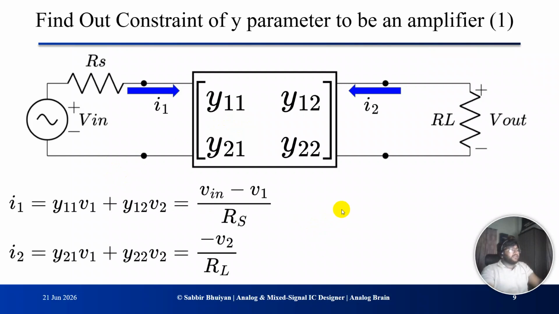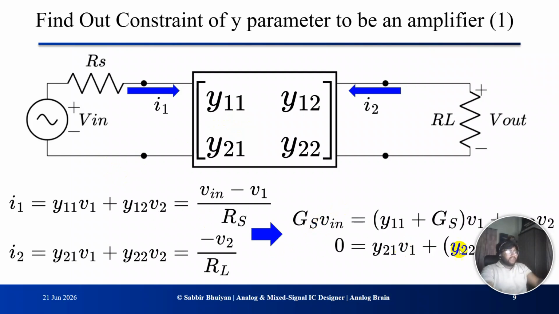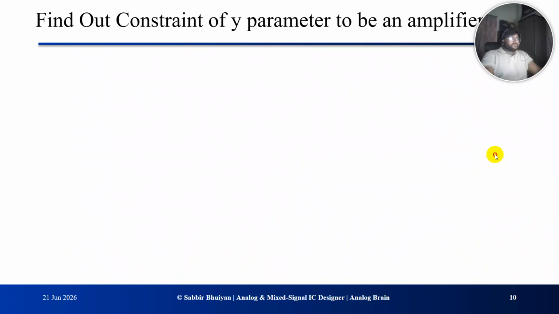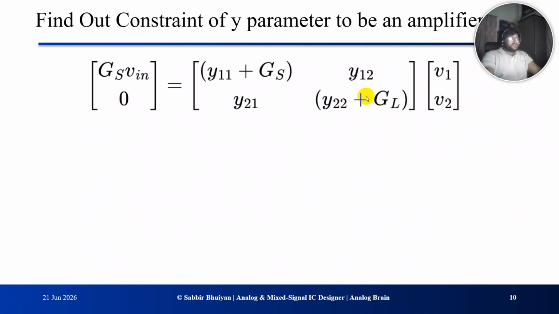So eventually you will get those two equations, right? And from this you will get GS V in, Y11 plus GS, V1. Some mathematical manipulation, just common this out. 1 by RS is actually GS, and 1 by RL is equal to GL. So take this thing to the left and common out V2, then Y22 plus GL, V2. Sorry for the mistake, this will be plus GL, Y22 plus GL times V2. Yes, this is plus GL.